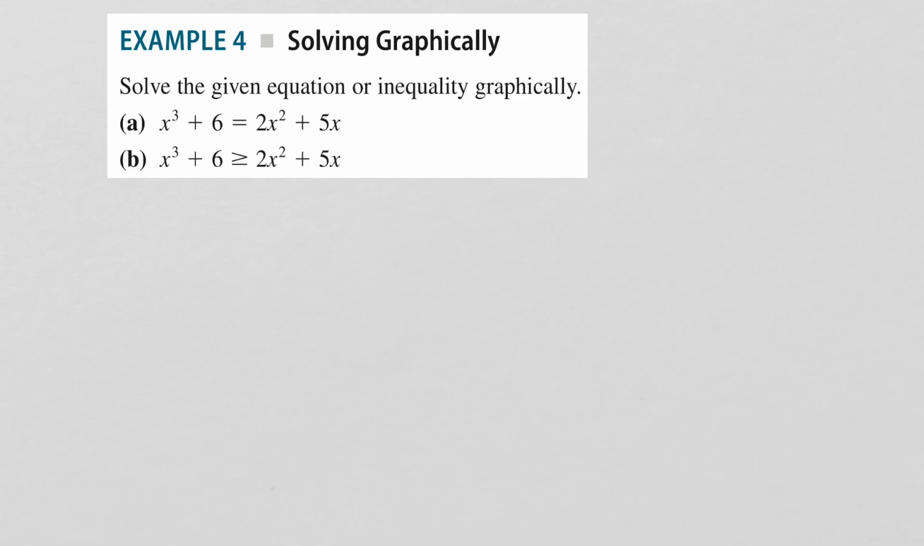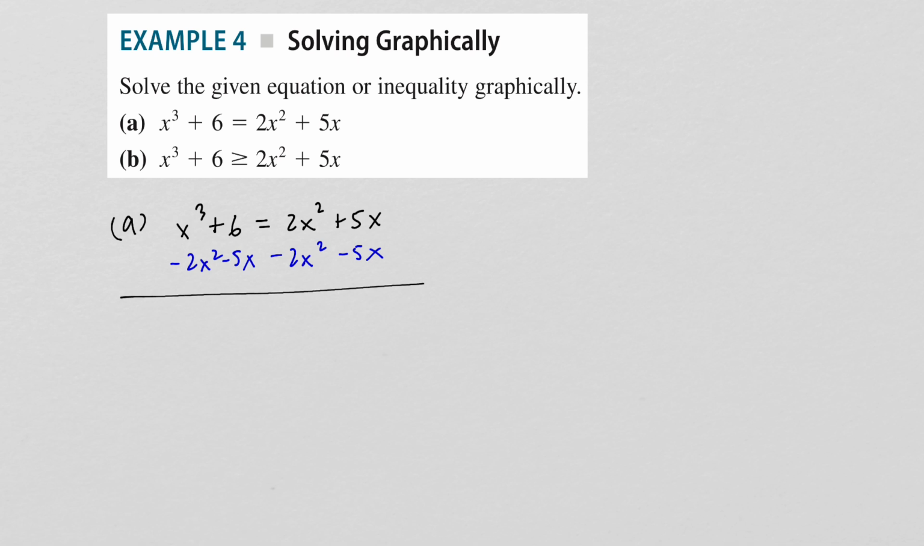So in the next example, it's very similar. We want to solve the given equation graphically, but there's another way you can do this. So for part A here, we have x cubed plus 6 is equal to 2x squared plus 5x. Rather than graphing these functions independently, what if I just set everything equal to 0? So I'll subtract 2x squared from both sides, and I'll subtract 5x from both sides, and that's going to give us x cubed minus 2x squared minus 5x plus 6 is equal to 0.